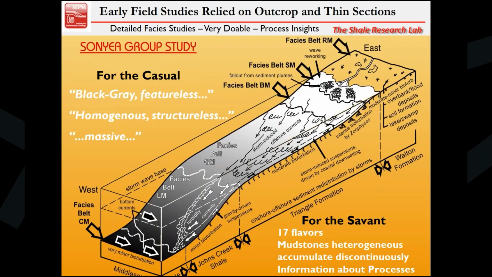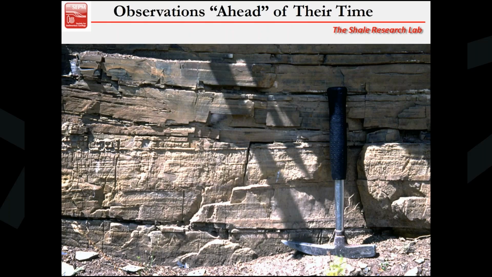And so this is basically one of the early studies that we did in the Catskill Delta, and that's the Sonyea group. We were able to learn a lot from those mudstones simply by looking at outcrops and hand specimens and thin sections. But what I also learned in those early studies is that in the early 80s, sequence stratigraphy just came on the scene, and it was usually something that you did with sandstones, not with mudstones.